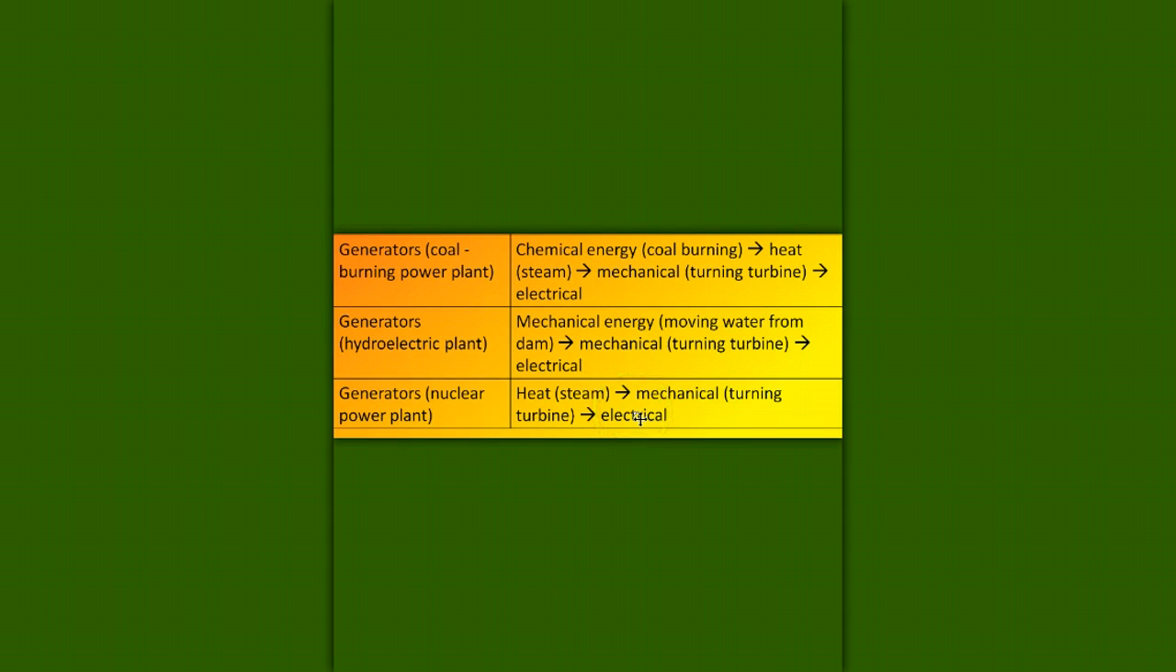But how does it happen? In a nuclear power plant, it's heat from steam turning the turbine, changing into electrical. In a hydroelectric plant, it's the moving water from the dam turning the turbine, changing to electrical. In a coal-burning power plant, it is burning coal to get the heat and steam to turn the turbine to change into electrical. And we're going to look at a little bit more examples of that.